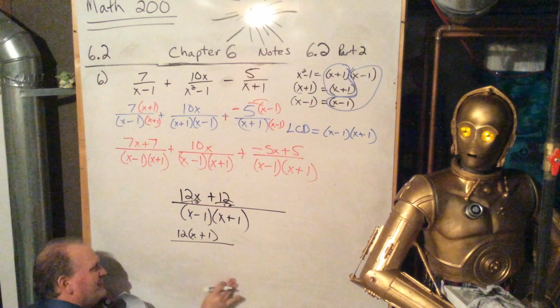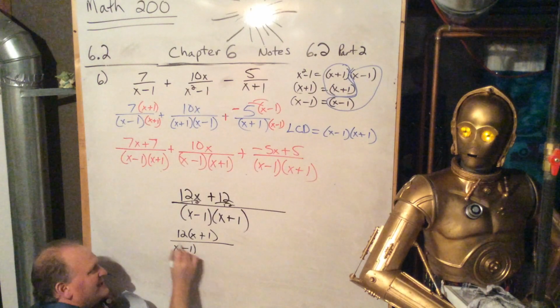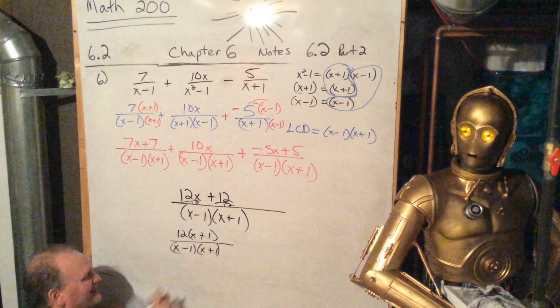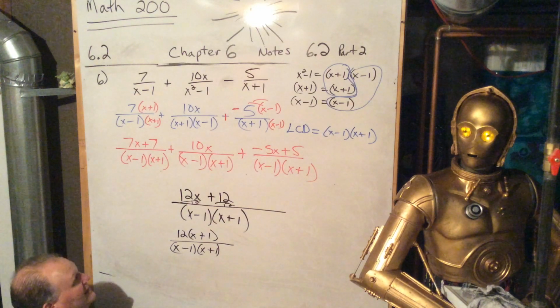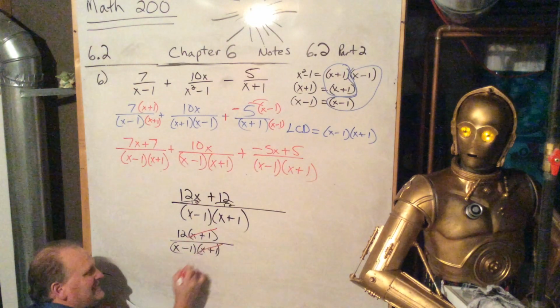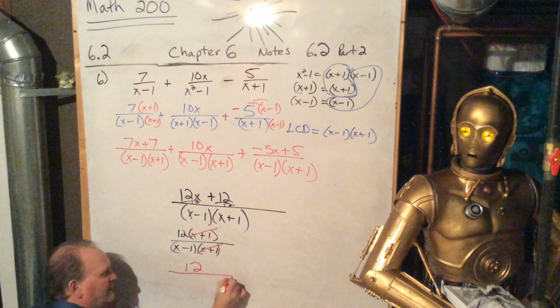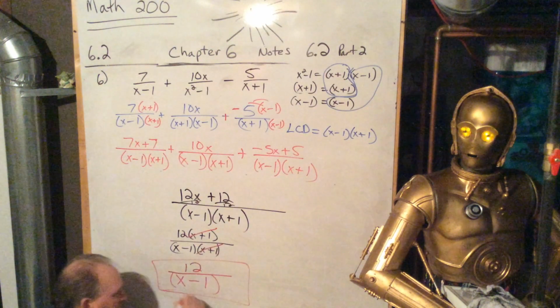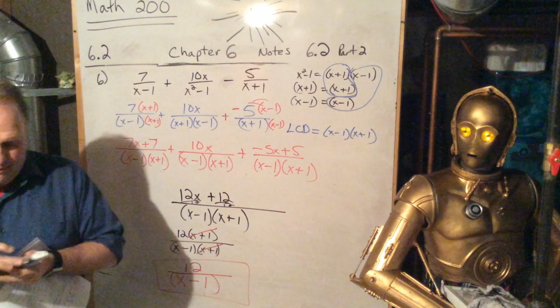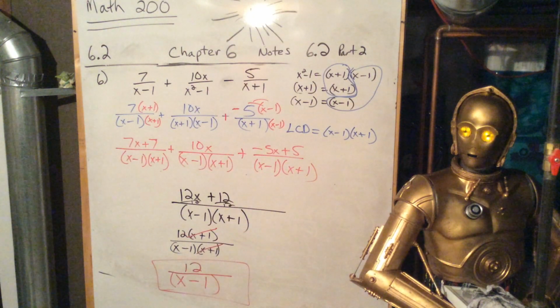And now look at what we can do. x minus 1, x plus 1. We can actually cancel those x plus 1s. Whew. These are some tedious problems. 12 over x minus 1 is my final answer. You can put parentheses around it if you want. You do not have to. And that is all for 6.2 Part 2.